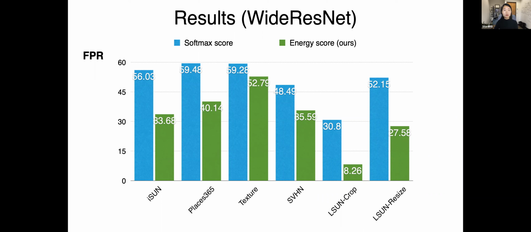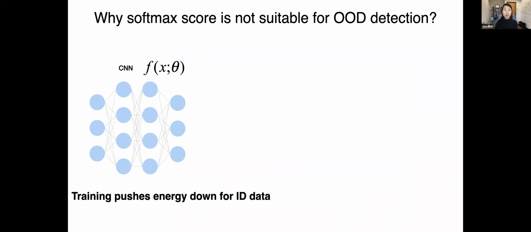And we tested thoroughly on more OOD datasets and consistently observed a significant improvement. And here the blue bars are based on the softmax score, and the green bars are based on our energy score. And so again, the model is trained on CIFAR-10 and evaluated against 6 different datasets. And I won't go into details here, but in the paper, we also provide some theoretical insights for why softmax score is suboptimal for OOD detection.